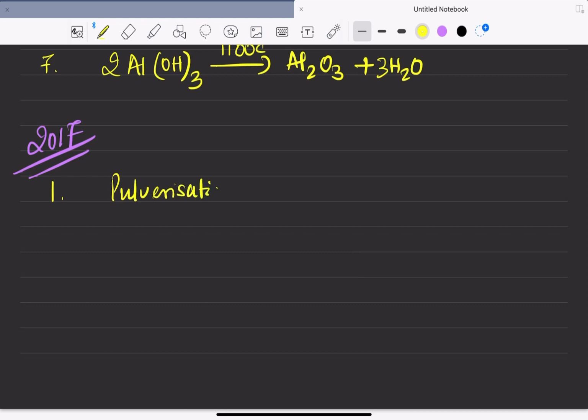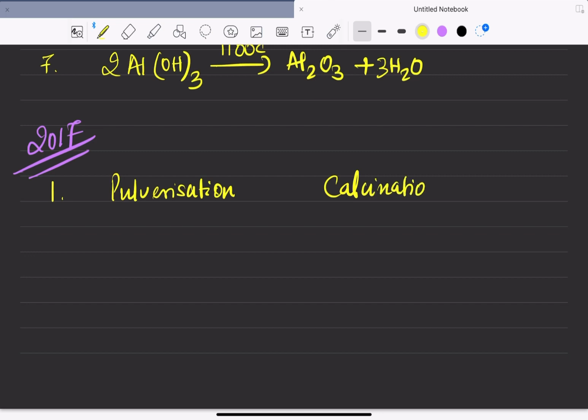Pulverization is nothing but crushing of ores or turning ores into powder, and this we always do before purifying ore, before the concentration of ore. Number 2 is also there: heating of ore in absence of air to high temperature. When we heat ore at high temperature without oxygen, what are we doing actually? It's a preliminary treatment called calcination, isn't it?